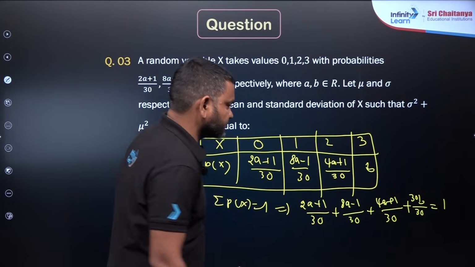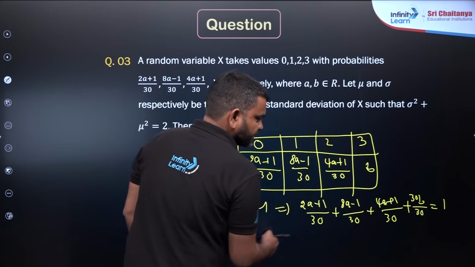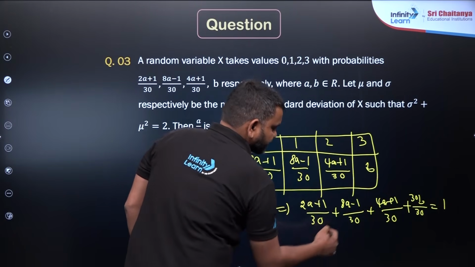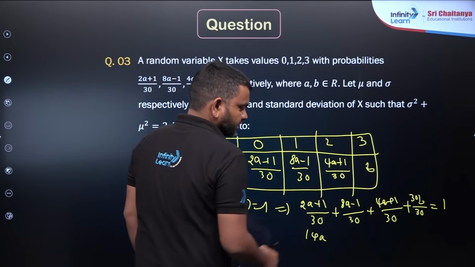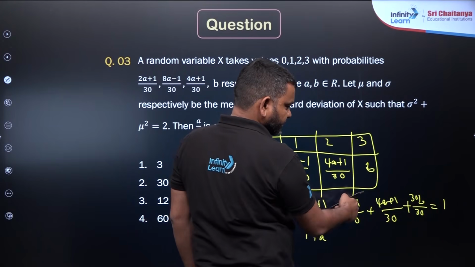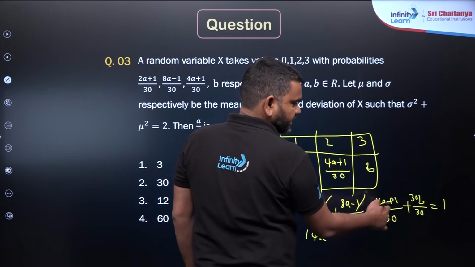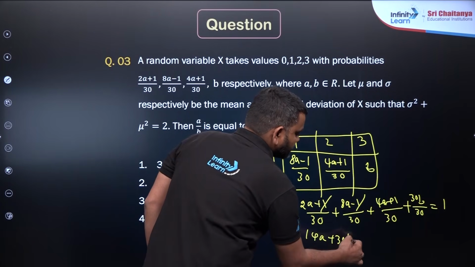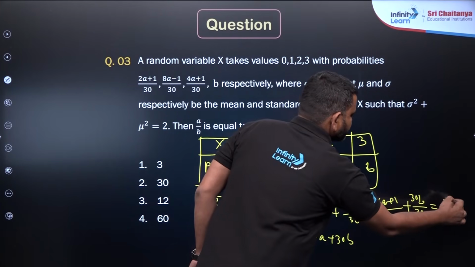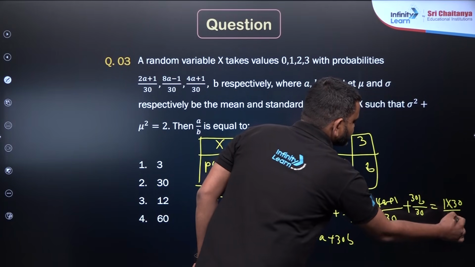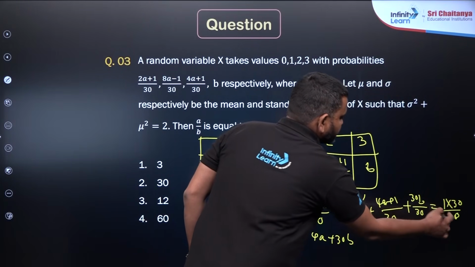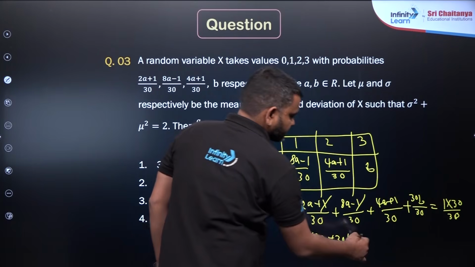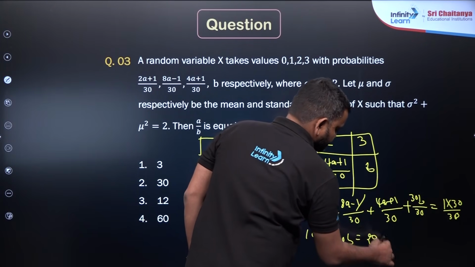Now cross multiply 30 onto the right side and add all the a's here. 2, 10 and 14a, and here 1 minus 1 is getting cancelled, and all I have here is plus 30b. On the right side also let us multiply 30 and 30, so the denominators are getting cancelled. Now this 30 can come into the left side, so it is equal to 29.